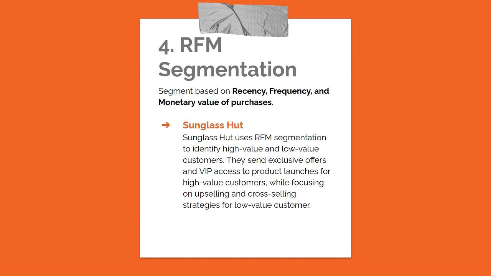Based on this segmentation, they had sent out exclusive offers and VIP access to product launches for high-value customers, while also focusing on upselling and cross-selling strategies for low-value customers. So here, Sunglass Hut played with different segmentations and price points. Their high value customers were presented with options at higher price points, while low value were still offered products at an affordable price through cross-selling and upselling.